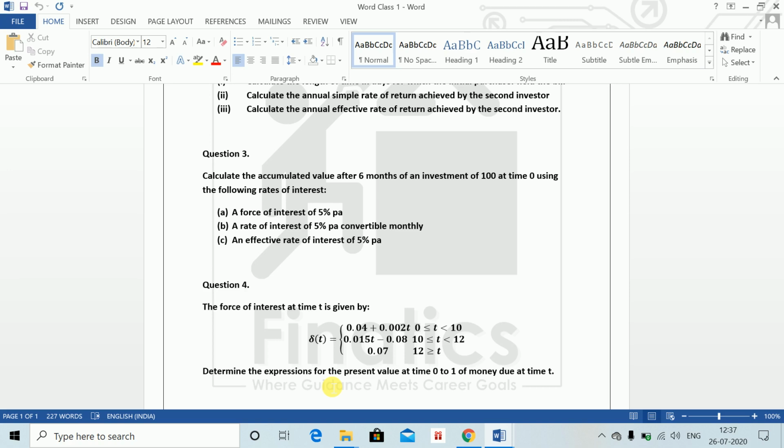The force of interest is 0.04 plus 0.002t for 0 ≤ t < 10, then 0.015t minus 0.08 for 10 ≤ t < 12, and 0.07 for t ≥ 12. Determine the expressions for the present value at time 0 of money due at time t.